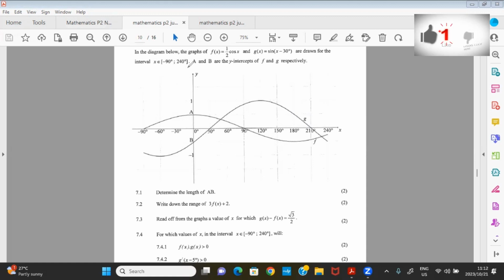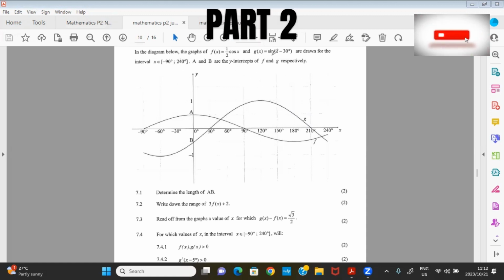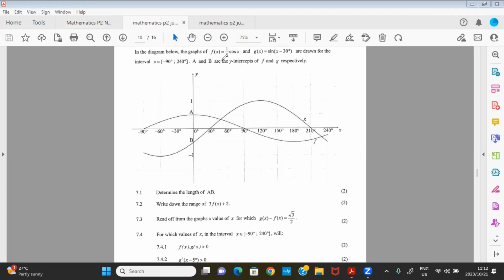In the diagram below, the graphs of f(x) and g(x) are drawn for the interval negative 19 to 40. A and B are the y-intercepts of f and g respectively. Okay, so in this case they drew the graphs for us and gave us the formulae, so there's no sketching. Let's just jump right into it.